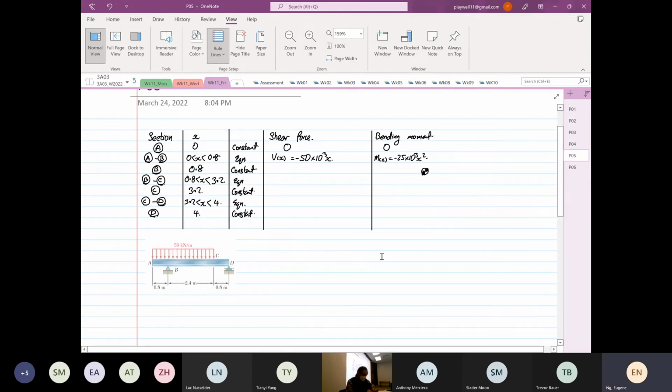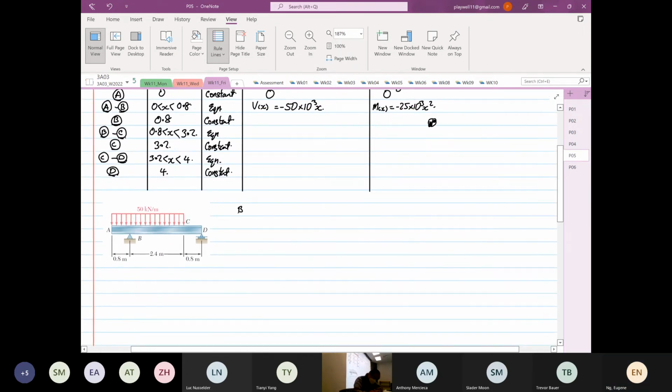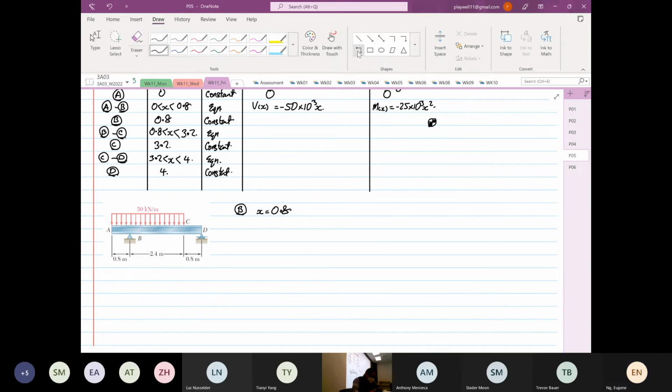Okay. So next we are going to find where at point B, right? At point B, where x is equal to 0.8. So again, very quickly, sketch your free body diagram. Okay. So this is where the geometric datum is again, right? At point B, this is 0.8. Then you have over here 50 times 10 to the power 3 multiplied by 0.8. The distance from here to here is 0.4.